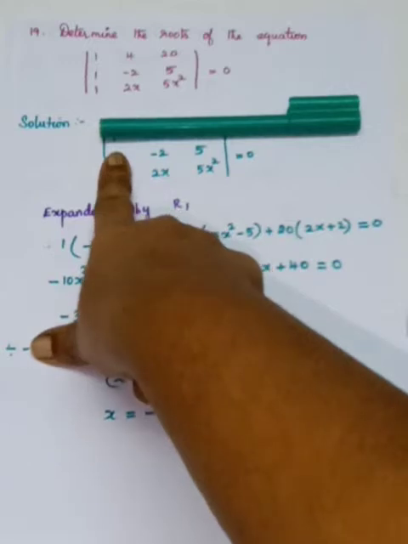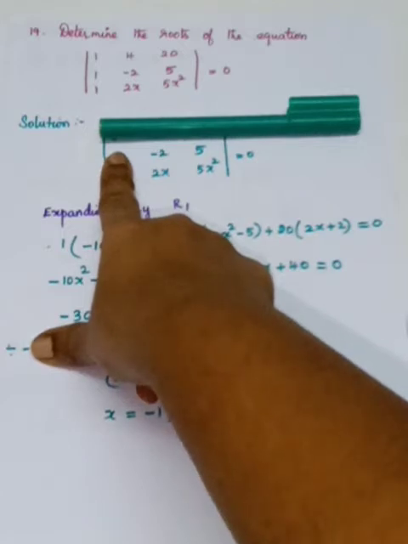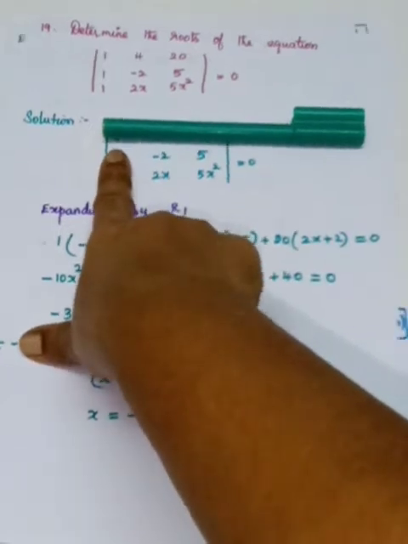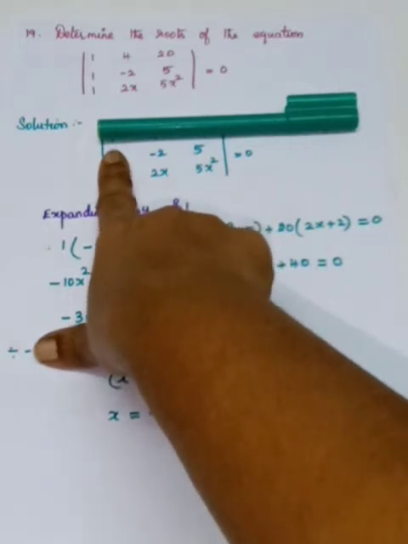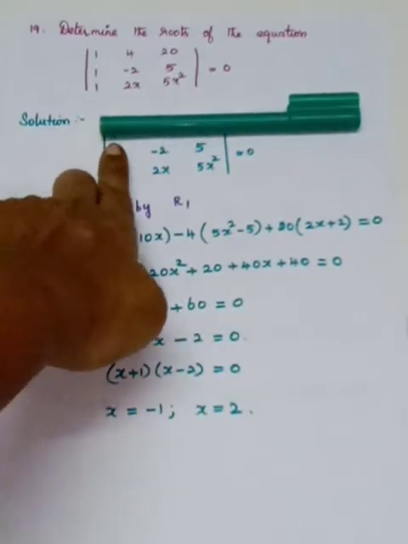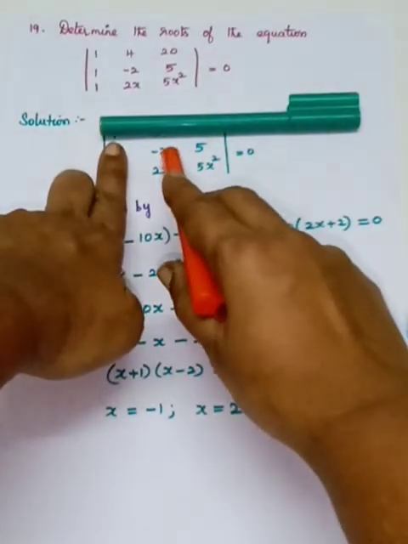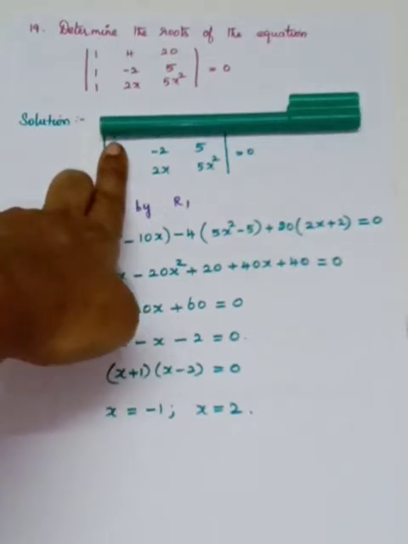In the previous problem I had written these entries within the vertical line. Here in this problem I am going to expand directly. So here it is a 2 by 2 determinant. What you have to do is cross multiply the main diagonal elements. So it is minus 2 into 5x squared, that is minus 10x squared.